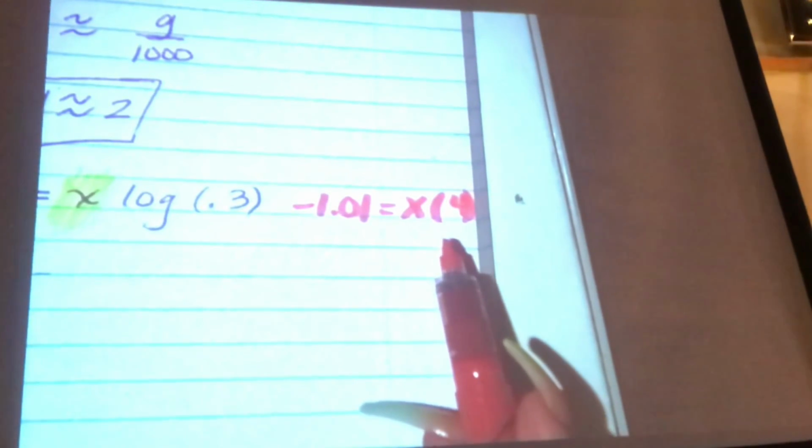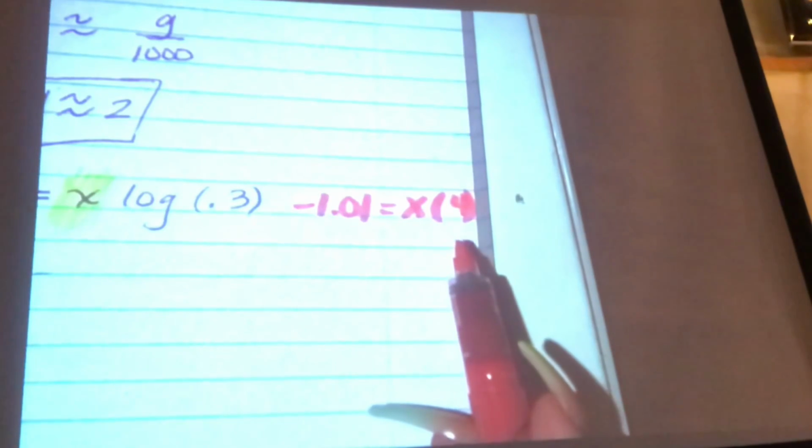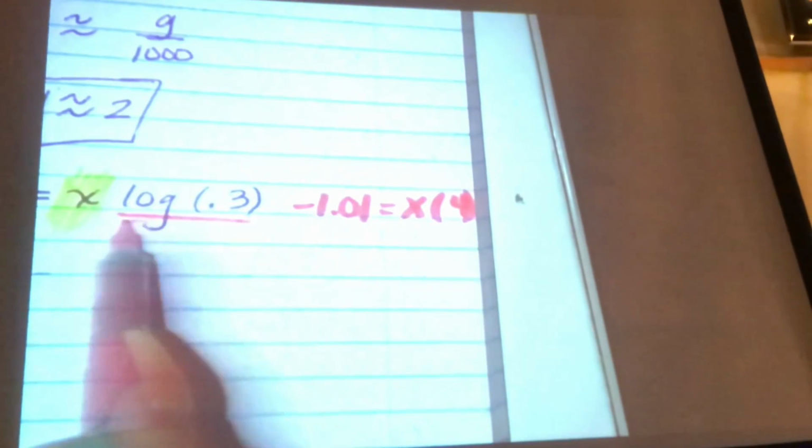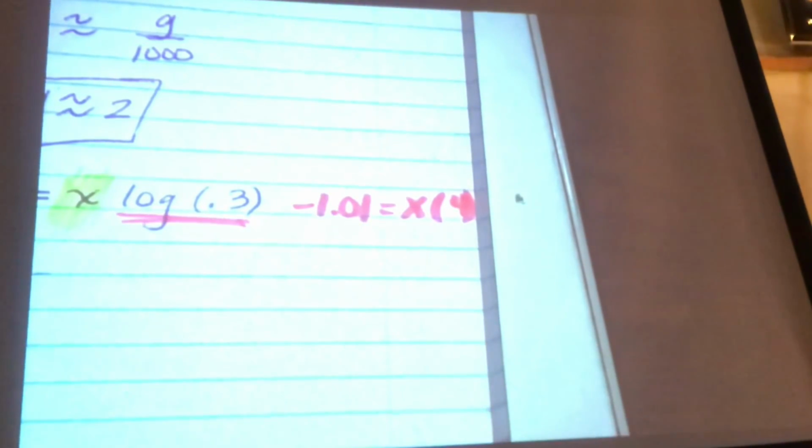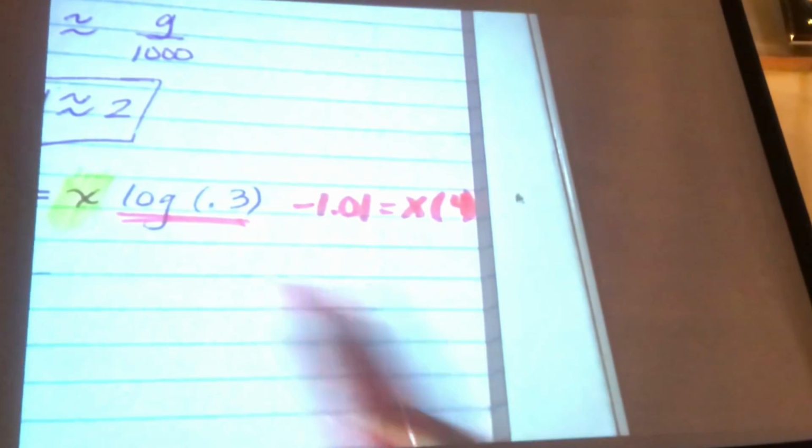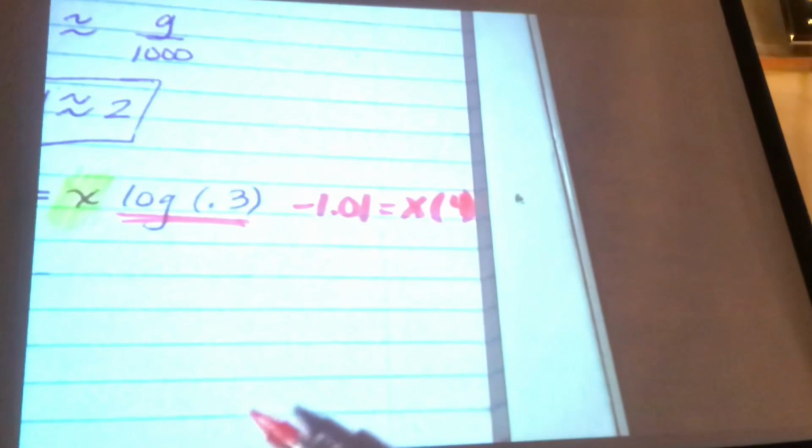Divide by 4, right? Log of 0.3 is also just a number. It's a nasty number, but it's the same thing. So all I had to do is figure out what is the log of 0.3. Well, nobody in this world knows what that is by heart, which is why you absolutely need a calculator. So you need to know what log of 0.3 is by putting it in your calculator. Samantha, what is log of 0.3?